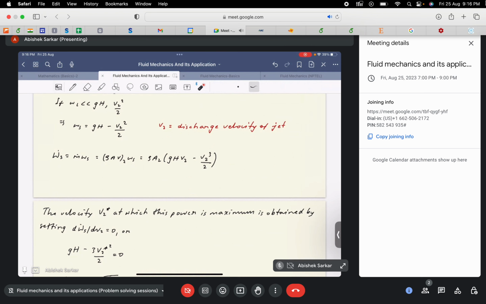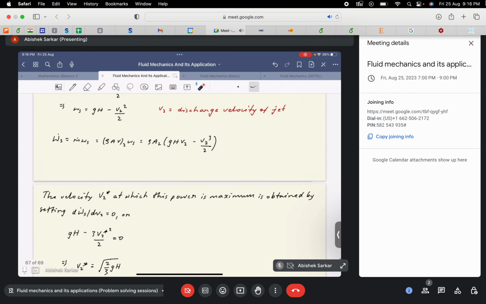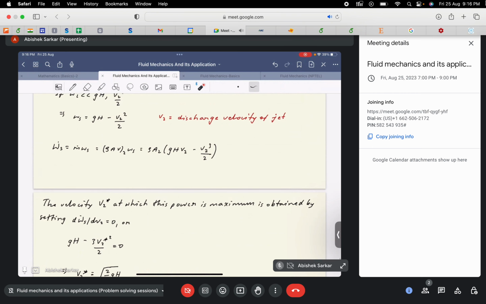We then multiply V2 to both these terms, so it is gh V2 minus V2 cube by 2. Okay, so we are asked to find the velocity at the exit for which we have the maximum power that can be obtained.